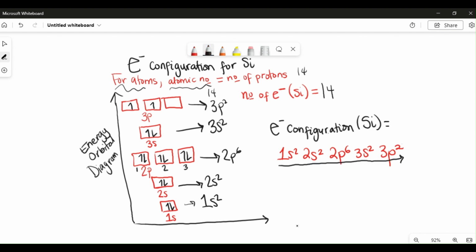So you have to make sure that the order is filled correctly from the lowest energy orbital to the highest. And you also have to count that the number of electrons matches up to 14. So you have 2 plus 2, 4, 4 plus 6, 10, 10 plus 2, 12, 12 plus 2 is 14. So we can confirm that we solved this correctly, and the electron configuration of silicon is 1s2, 2s2, 2p6, 3s2, and 3p2.